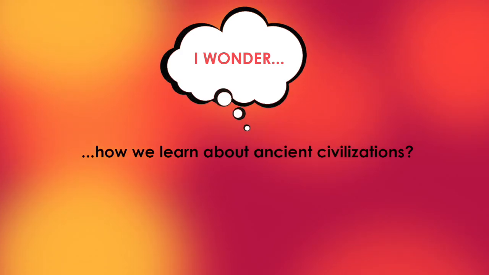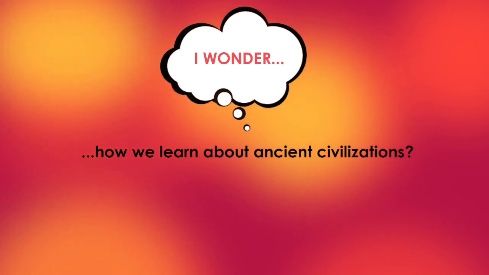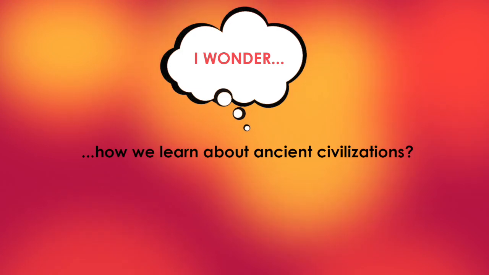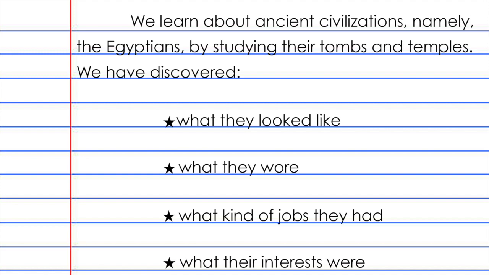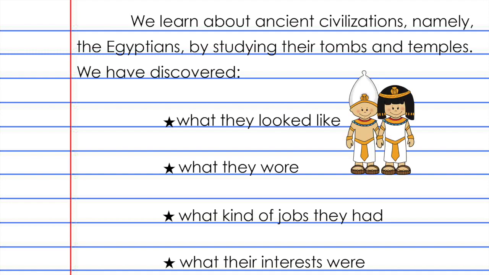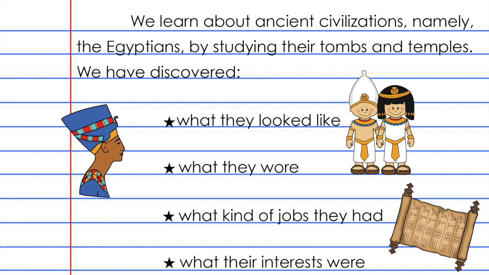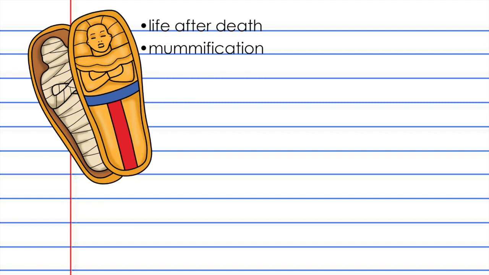Today we're going to talk about Egyptian art, which started in 3000 BC. I wonder how we learn about ancient civilizations. We learn about ancient civilizations, namely the Egyptians, by studying their tombs and temples. We've discovered what they looked like, what they wore, what kind of jobs they had, and what their interests were. The Egyptians were very religious and believed in life after death through mummification and burial with valued possessions.